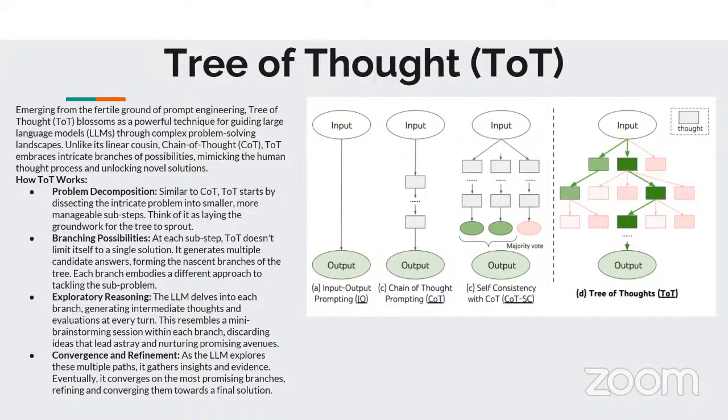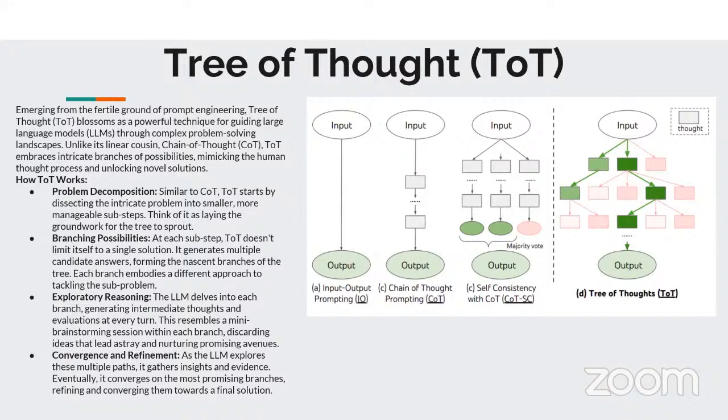And exploratory reasoning dives into each branch, exploring and evaluating ideas, discarding paths that don't work and nurturing promising ones, similar to brainstorming sessions. Convergence and refinement: gather insights from exploring different branches, focus on the most promising solutions and refine them into a final answer. Okay, see here in this example, it is showing this is the input-output prompting.